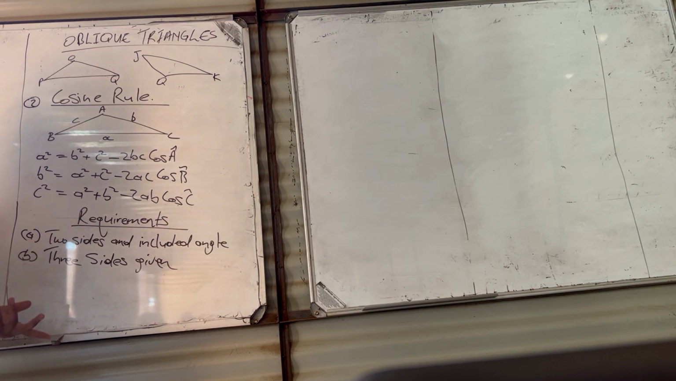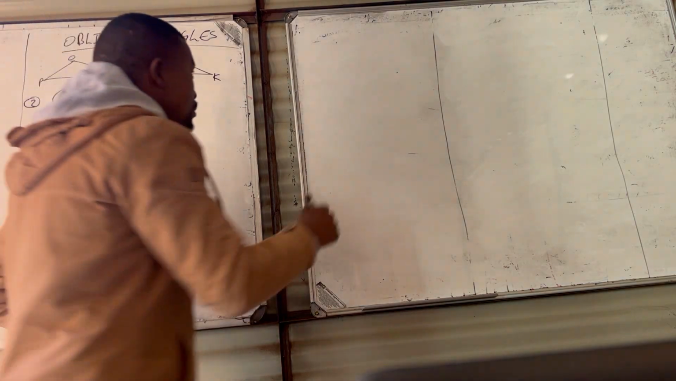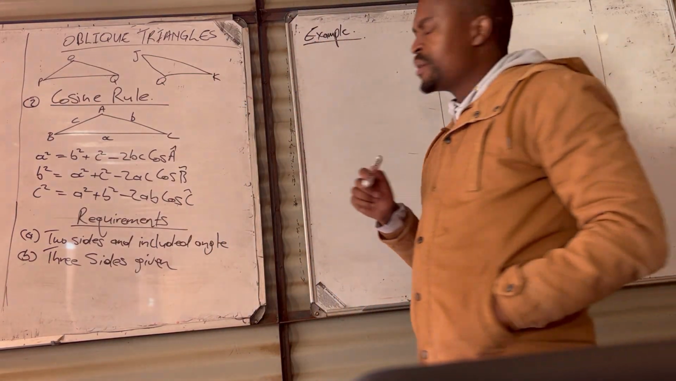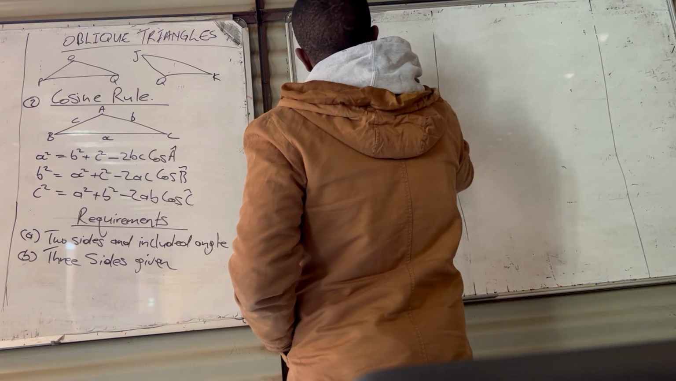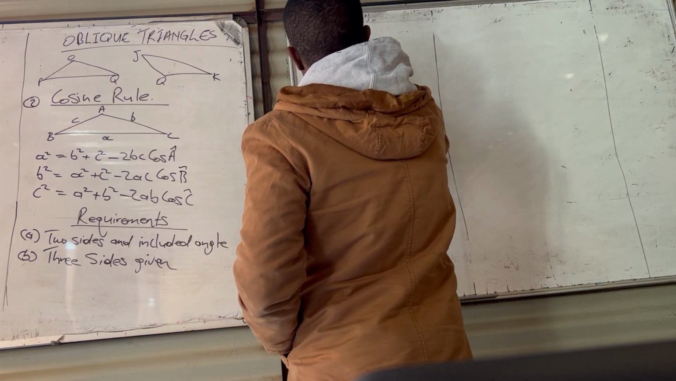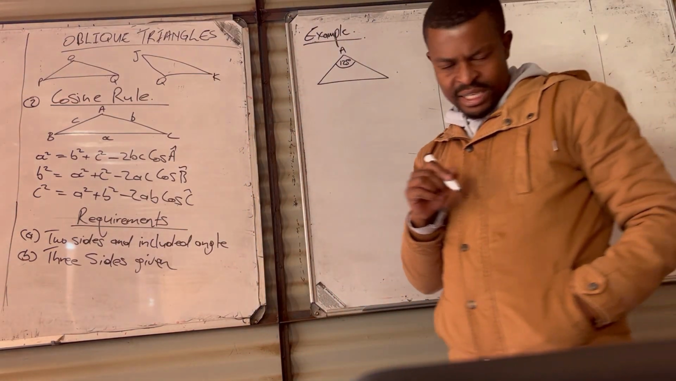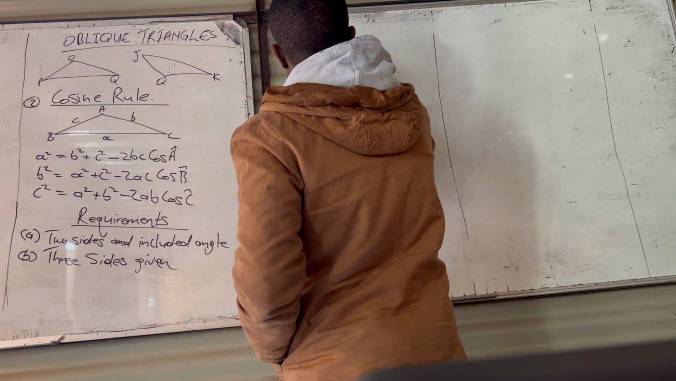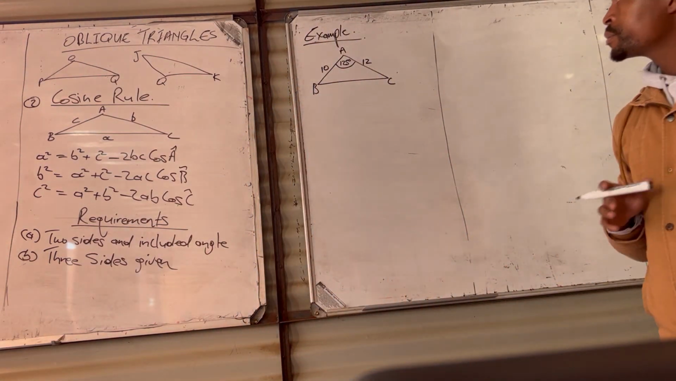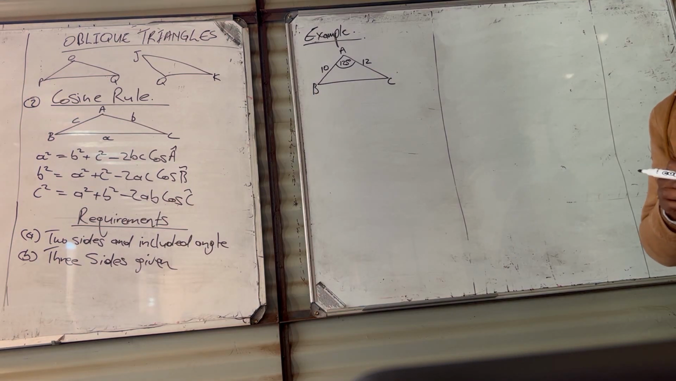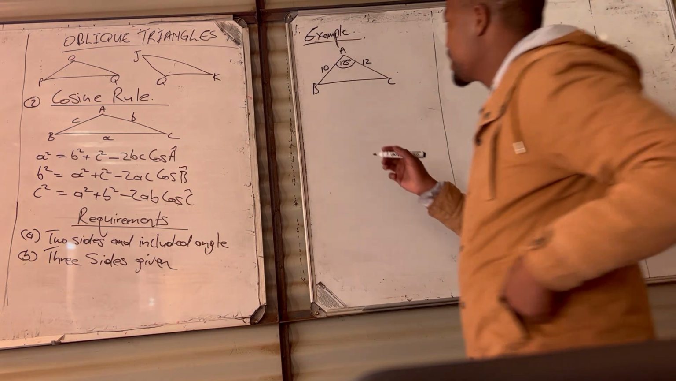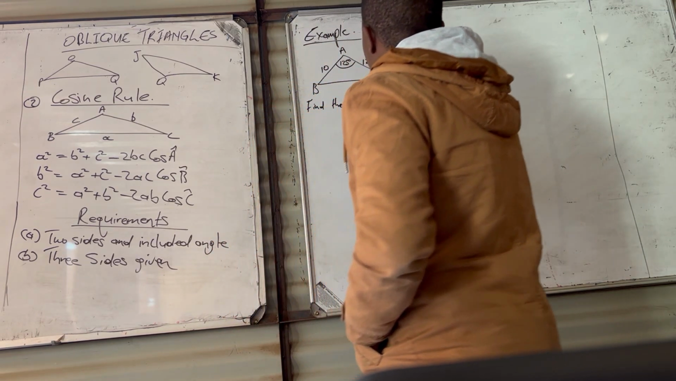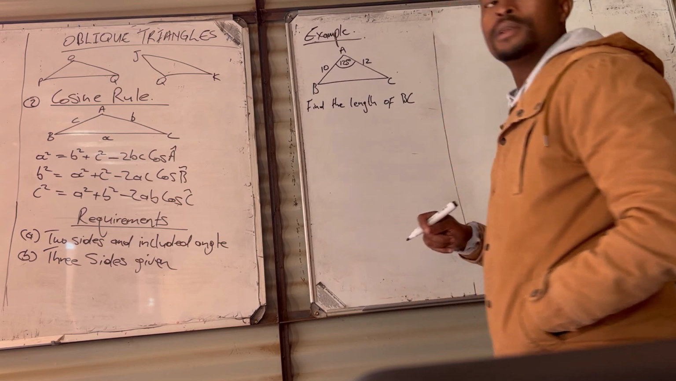Another example for the cosine rule. Here we have a triangle where angle A is 125 degrees, with sides 10 and 12. Find the length of BC.